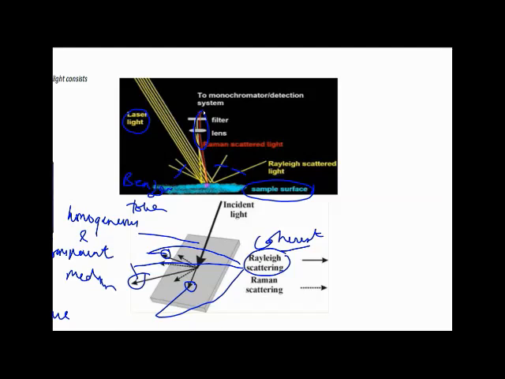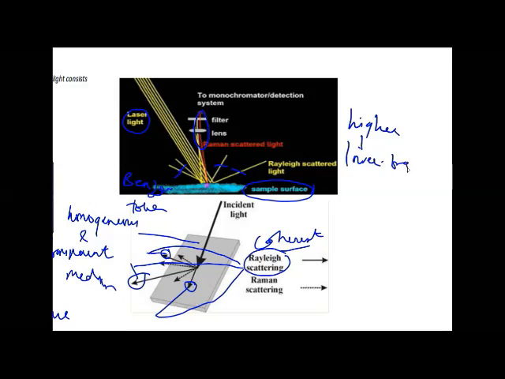The scattered light contained both higher and lower frequencies in addition to that of the incident light. This phenomenon is called the Raman effect. Because of this discovery, C.V. Raman was awarded the Nobel Prize in 1930.